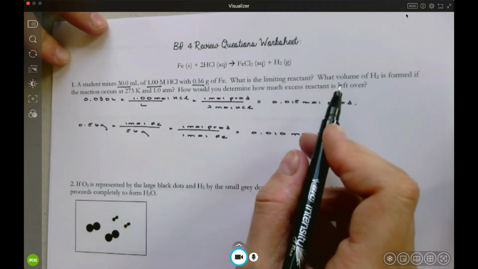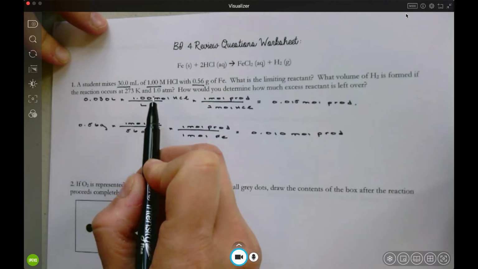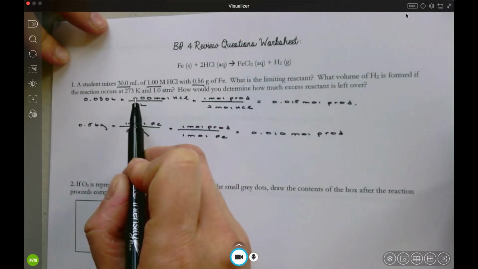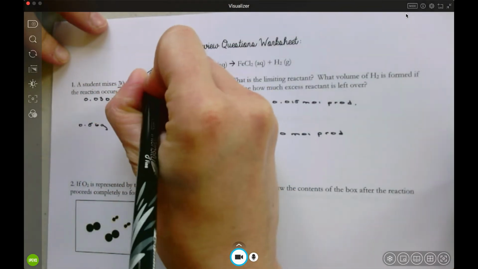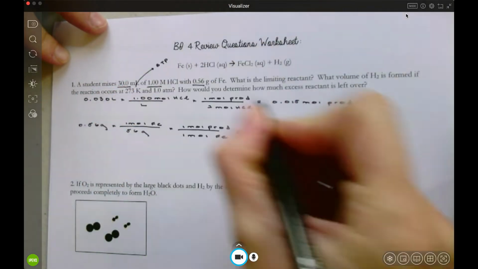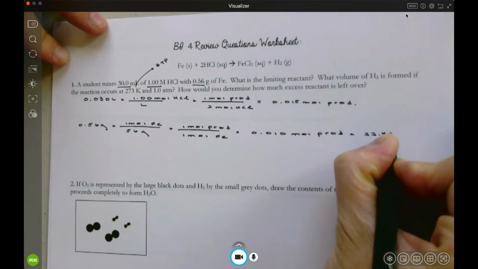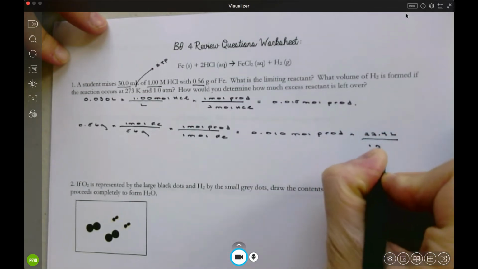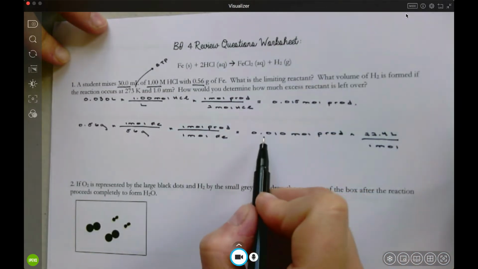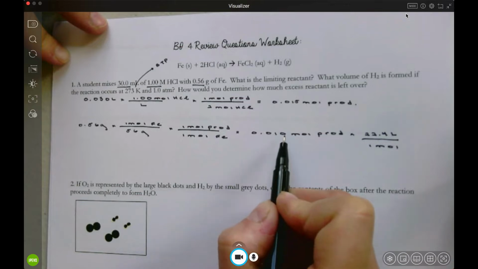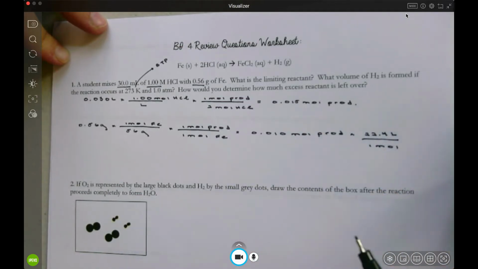What volume is formed? Well, if you notice the temperature and pressure here, that is STP, standard temperature and pressure, 0 degrees Celsius and 1 atmosphere. At STP, I know that the volume is going to be 22.4 liters for every 1 mole of gas you have. So if instead of just saying product, I said I've got H2, then it'd be 0.01 moles of H2 times 22.4, and I could get my answer there.